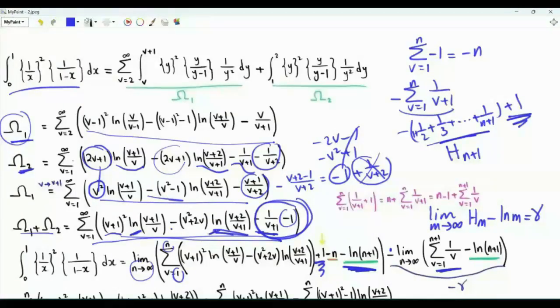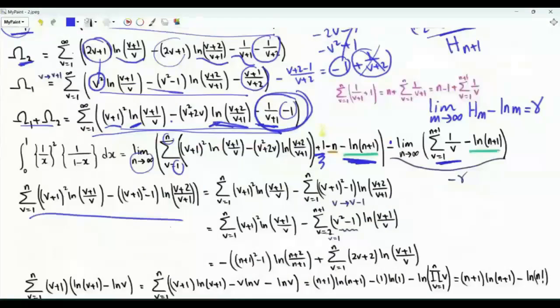What about the terms with logarithms? Let's focus on them. Separate the summation into two sums. In this summation here, replace v by v minus 1. The goal is to have this logarithm changed to the logarithm of v plus 1 divided by v, like this one. When we do this change, v is from 2 to n plus 1. The logarithm is multiplied by v squared minus 1. We can start the summation from 1 because the extra term is equal to 0. Now we can recombine the two sums, noting that this summation has an extra term when v is equal to n plus 1.